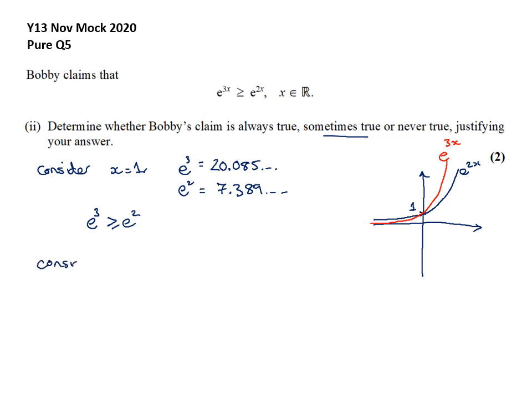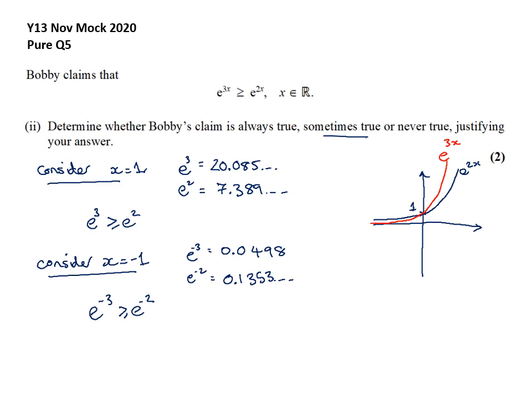And then we want to consider another case where it is not true. So let's look at x is negative 1 and evaluate those. And we get these values, and so we can say that that is not true for x is negative 1. It is true for x is 1. So we've found one of each case. Therefore, to answer the question, Bobby's claim is sometimes true.